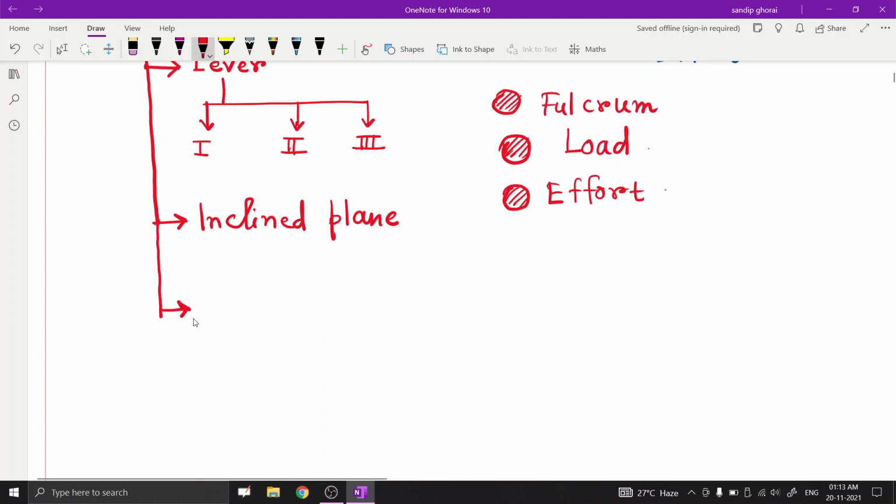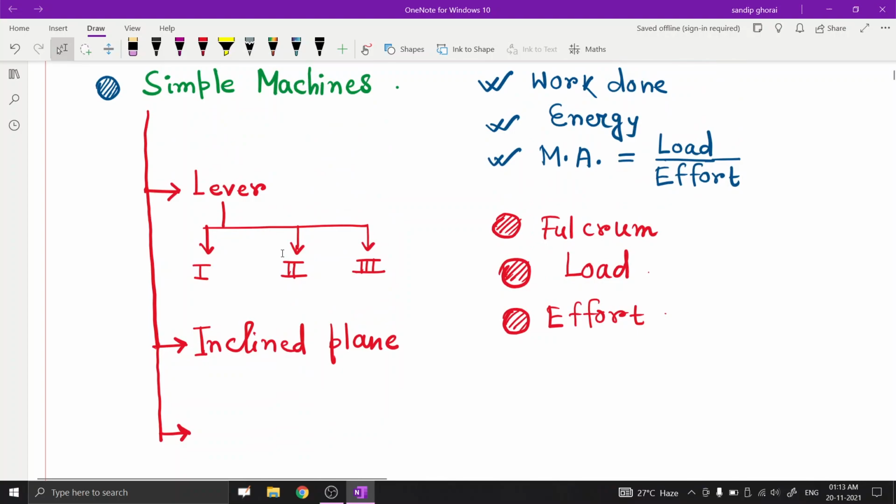Before going to this point, we have to remember that the mechanical advantage for an inclined plane is always greater than 1. But for a lever, for class 1, the mechanical advantage may be equal to 1, or greater than 1, or less than 1. For a class 2 lever, the mechanical advantage is always greater than 1, and for a class 3 lever, the mechanical advantage is always less than 1.